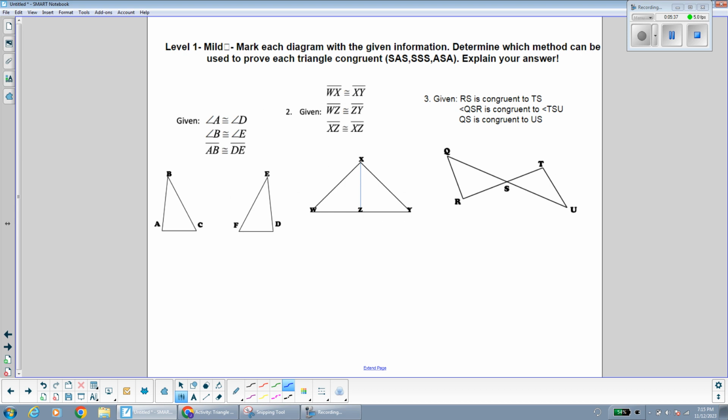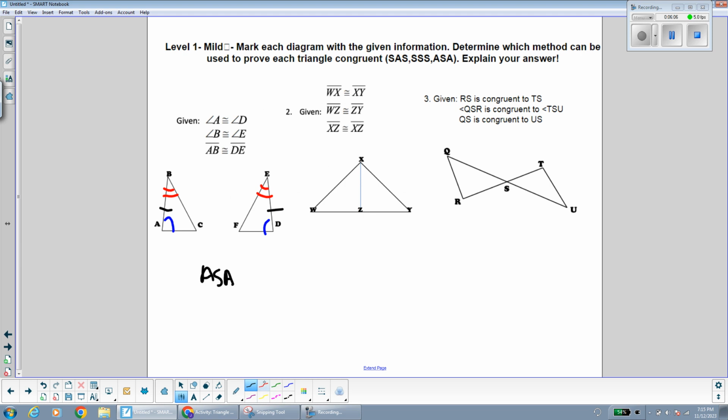So over here, we have angle A congruent to angle D. We have angle B congruent to angle E. And we have AB congruent to DE. So what we have here is ASA. We have two congruent pairs of angles with a congruent side in between. Angle, side, angle, angle, side, angle. So these two triangles are congruent by ASA.